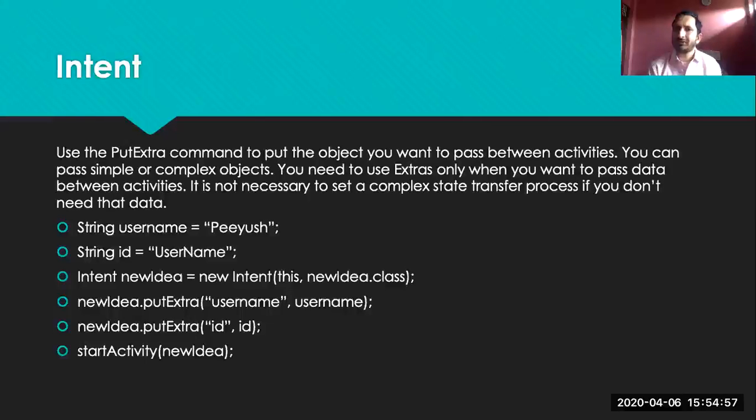The first is the key, and the second is the value. This key-value pair combination holds the key and the values. So here the double-quoted username is the key, and username is the variable the key will be holding the value of. startActivity will start that intent we have passed as newIntent.